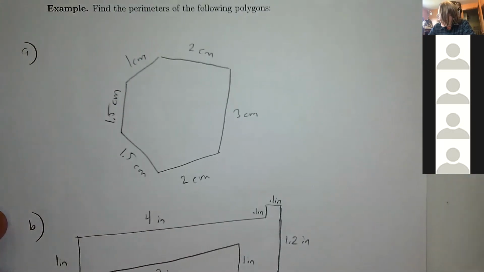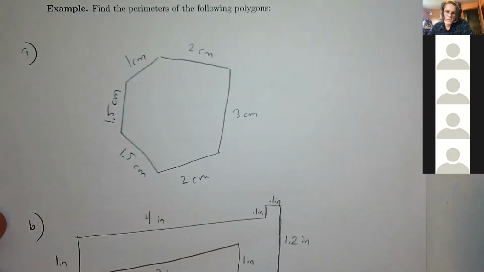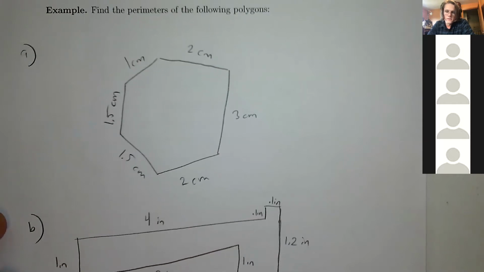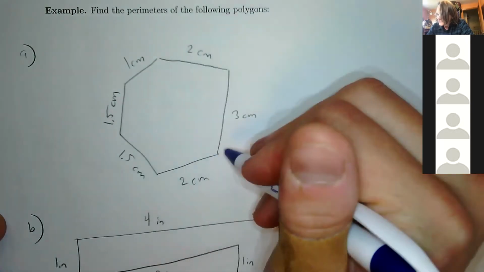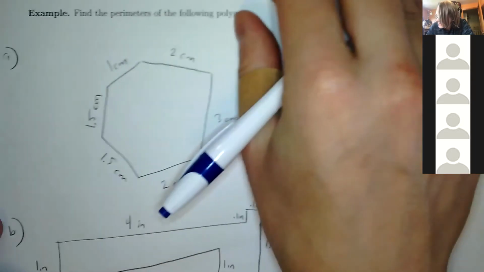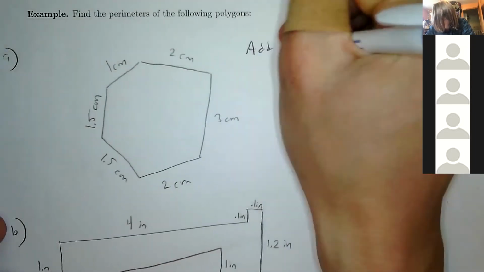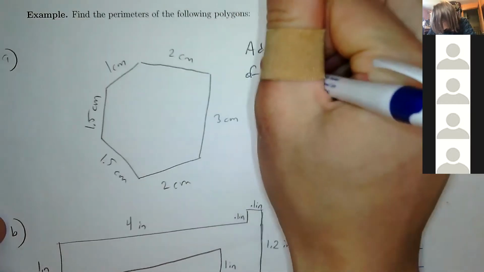Anyway, how would I find the perimeter of this polygon? You add up everything. Yeah, you just add them up. One thing to keep in mind is to note the units. These are all centimeters. So I'll just add up the length of all sides.